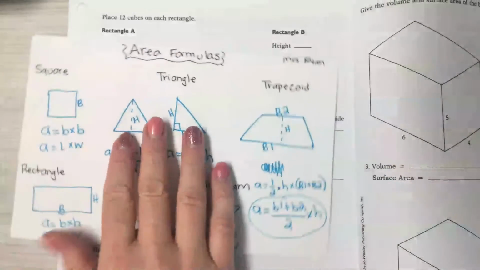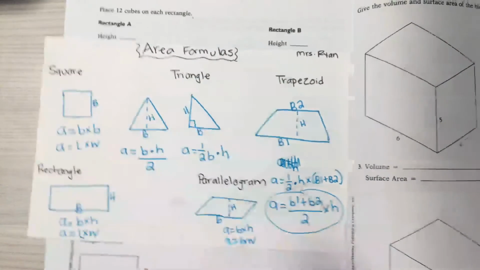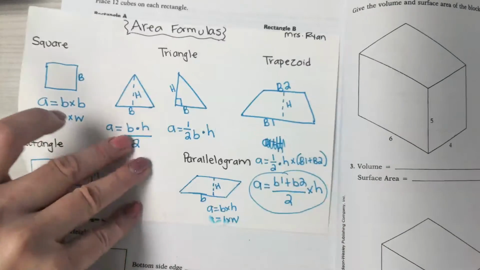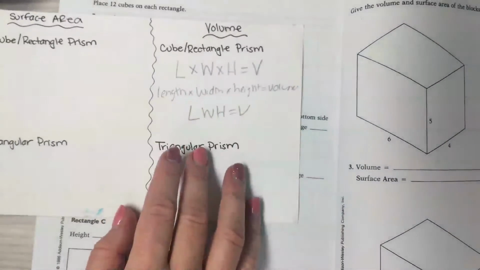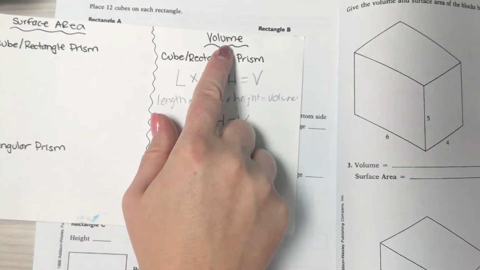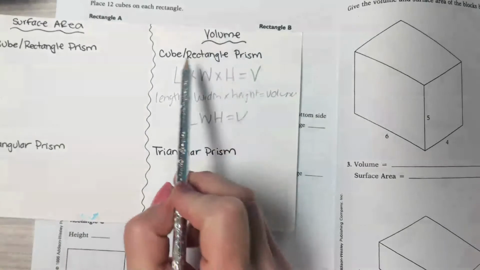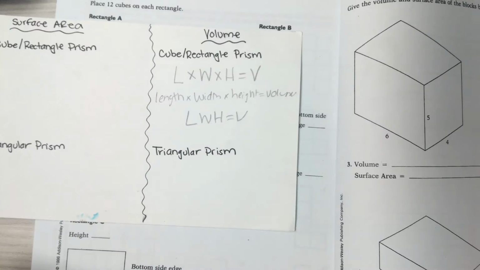If you could first, if possible, get out your area formula card. Yours might look like this, or maybe yours is on a larger piece of paper. But we want to find the side for volume. And we just want to make sure that we have the formula to find the volume of a rectangular prism.